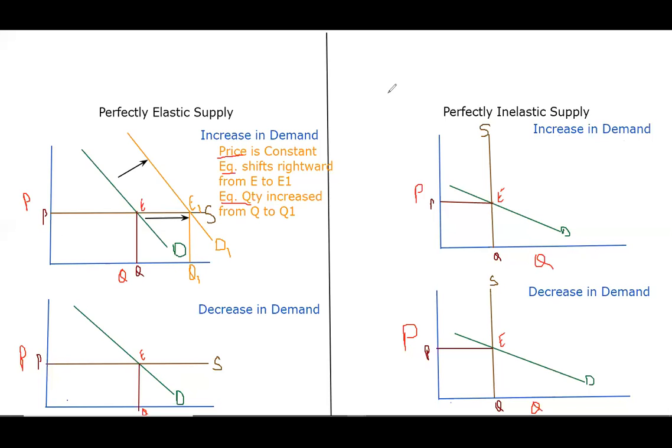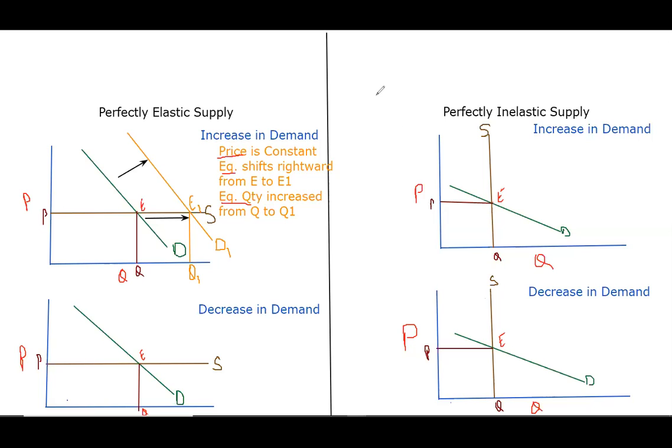Now, what is happening? What is inelastic supply? Inelastic means the supply is going to remain constant even with changes in the price. Can you guys see here? Whatever the price may be, the supply is going to remain constant.